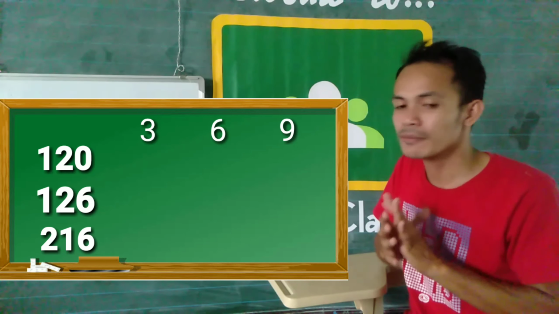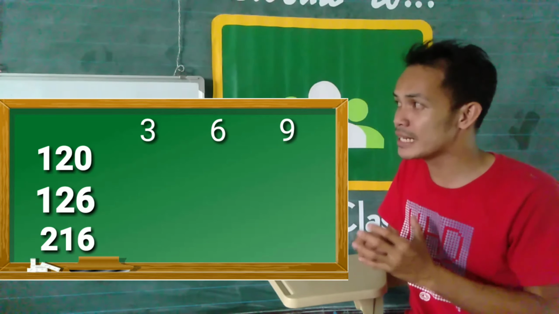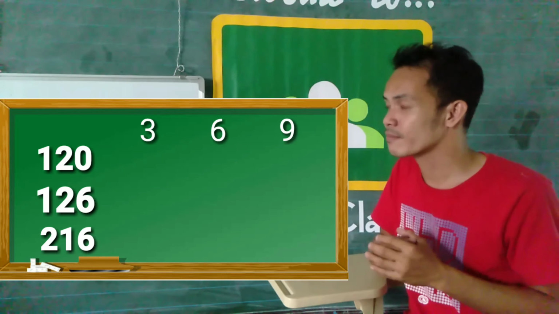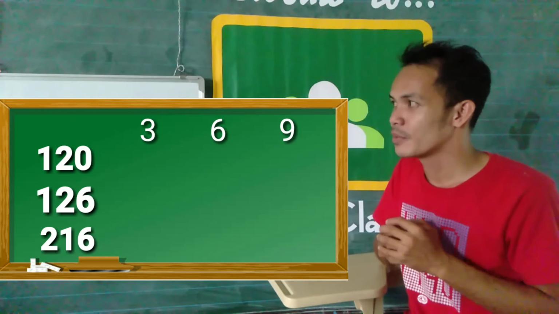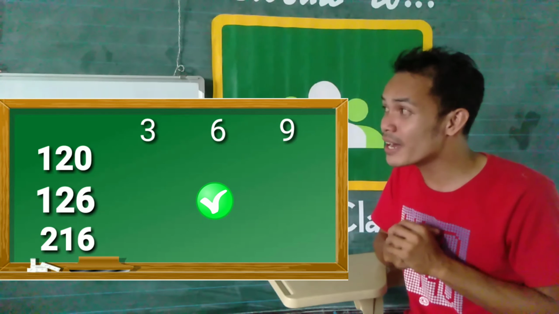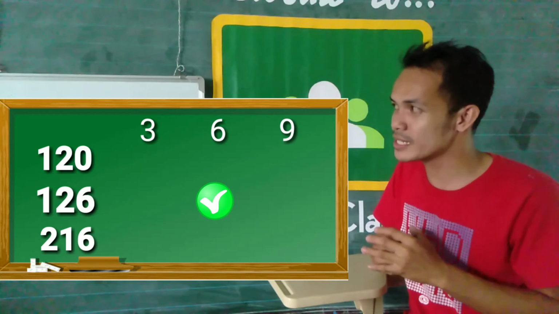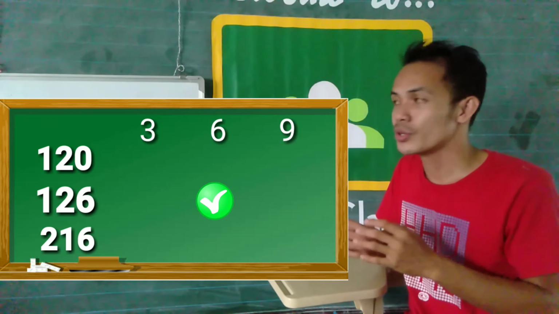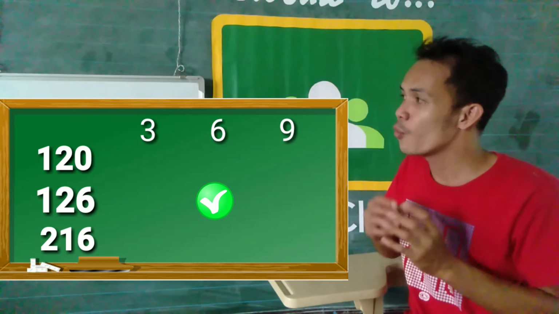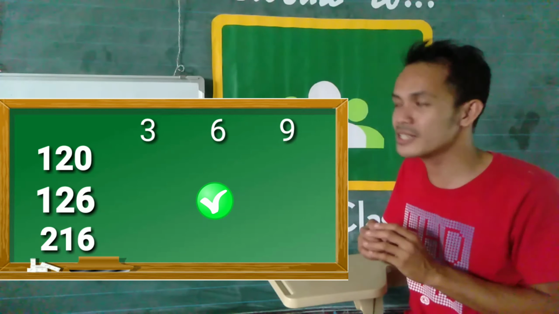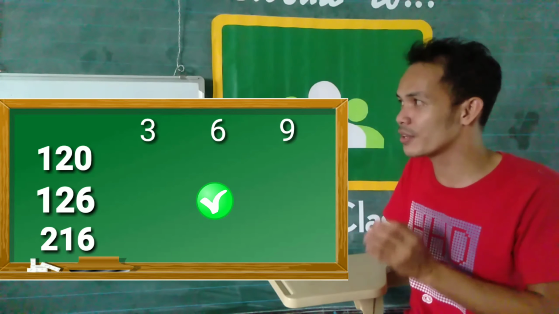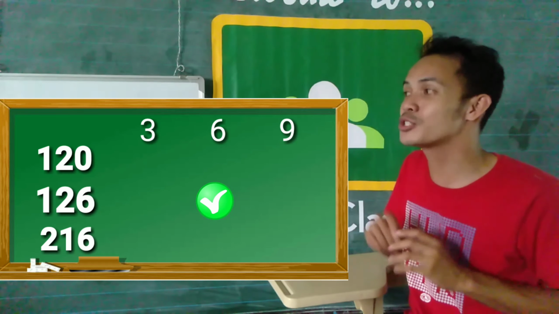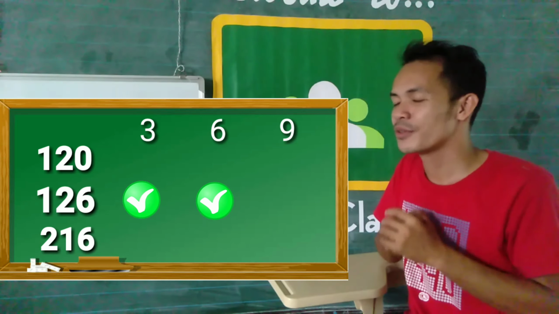Next, let's proceed to 126. Is it divisible by 6? Let's try. Yes, divisible by 6 because 126 is an even number. And of course, an even number is divisible by 2. And if we add the digits 1 plus 2 plus 6, the answer is 9. And 9 divided by 3 is 3 without remainder. So 126 is divisible by 3.